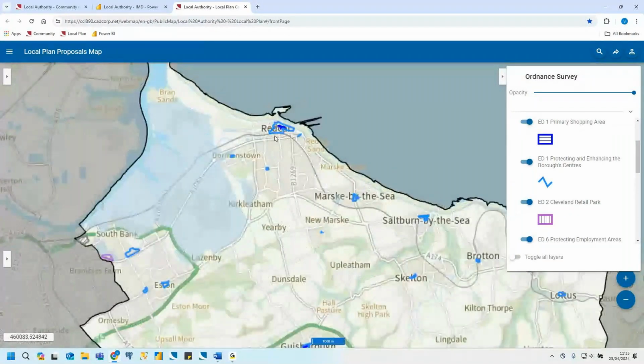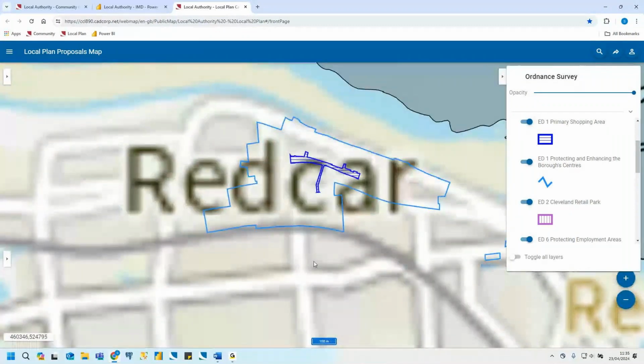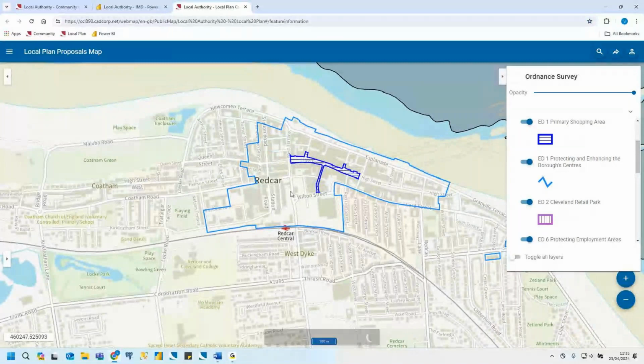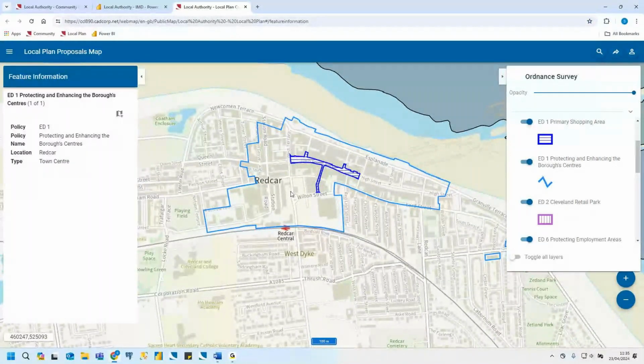And if we start to zoom into the map to see these policies in a bit more detail, I could click on this particular policy, and then on the left hand side we can see the policy information. You could even have hyperlinks in here, which might link to a specific page on your website, or even perhaps the actual PDF document for the local plan where you can access further information about that particular policy.